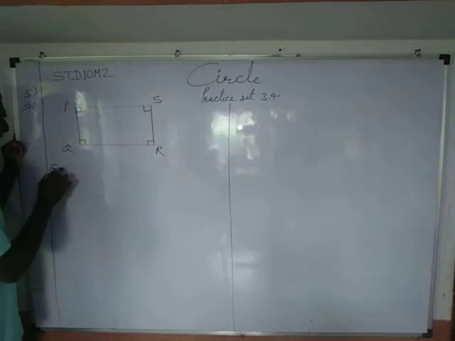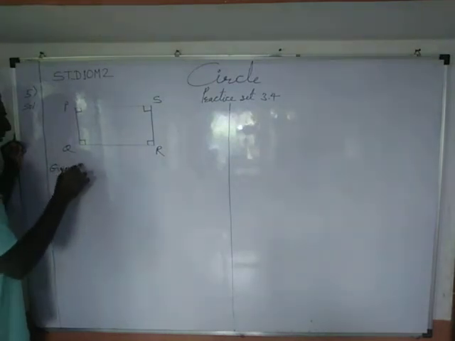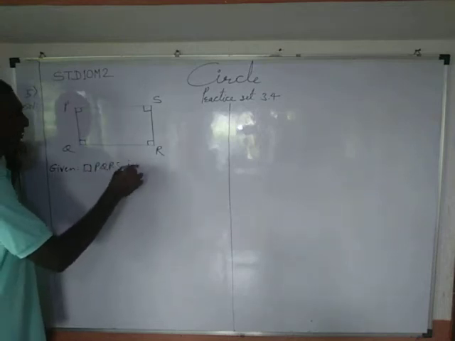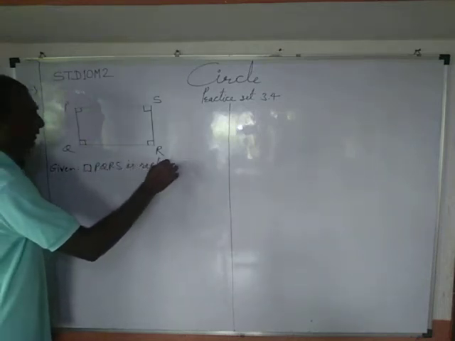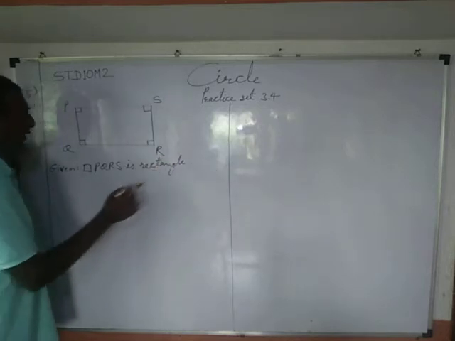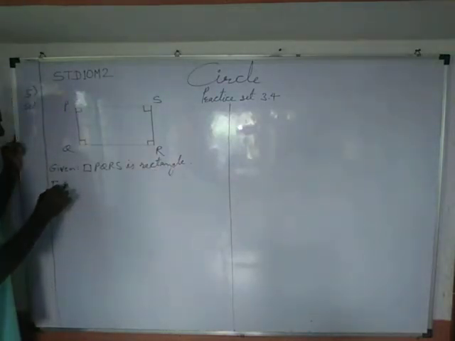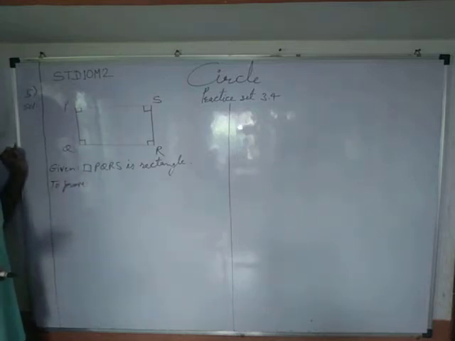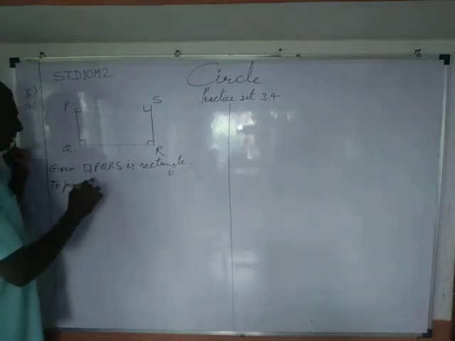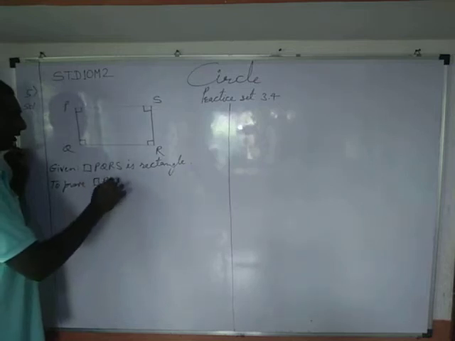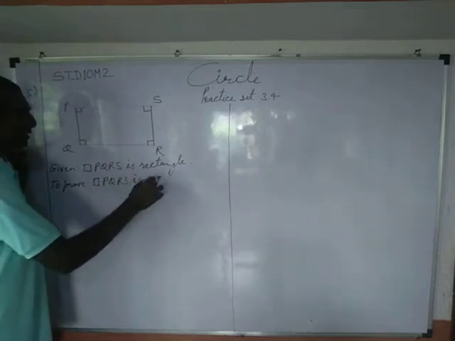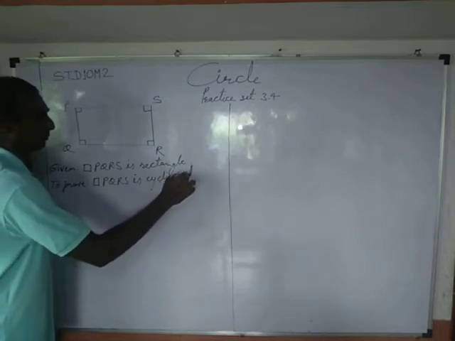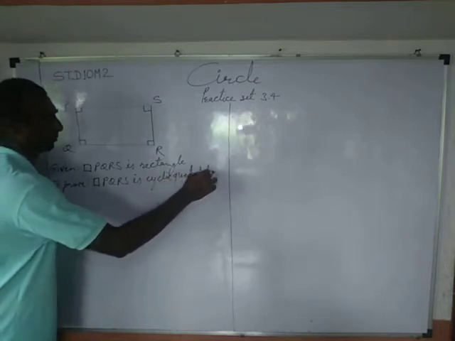Let me mention here. Given: quadrilateral PQRS is a rectangle. And what to prove? To prove that every rectangle is a cyclic quadrilateral, means to prove here quadrilateral PQRS is a cyclic quadrilateral.